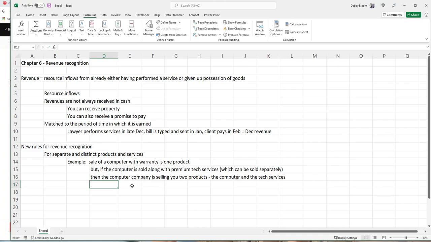Now, this is very important. What's going to happen is you earn the revenue for the computer when the computer is sold, but you don't earn the revenue from the tech services until the year is over. So if you offer 1 year of free tech services, that's actually deferred or unearned revenue, and you actually don't earn the revenue until the end of the year when all of the tech services have either been consumed or the right to future tech services have expired. So at the end of the year, you're all done. You can't get more tech services in the future.